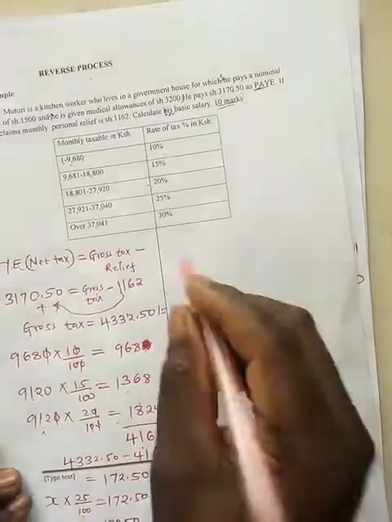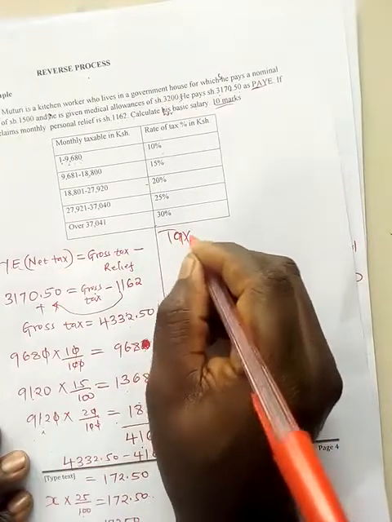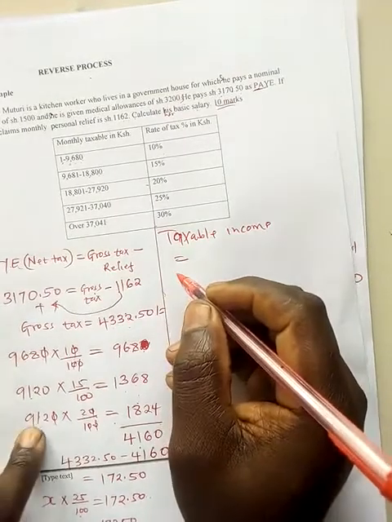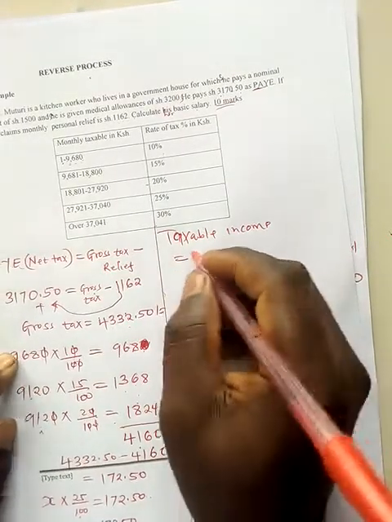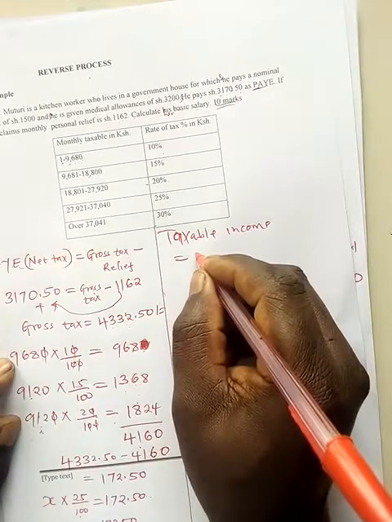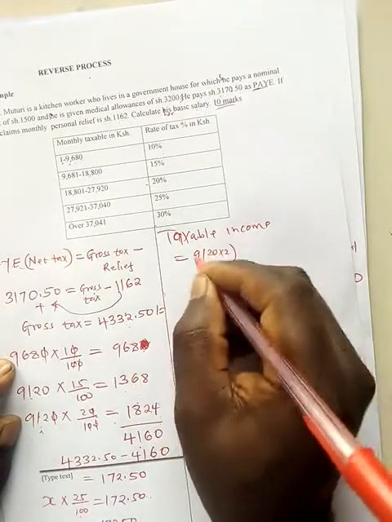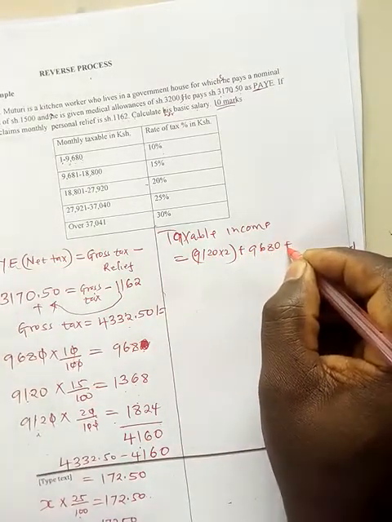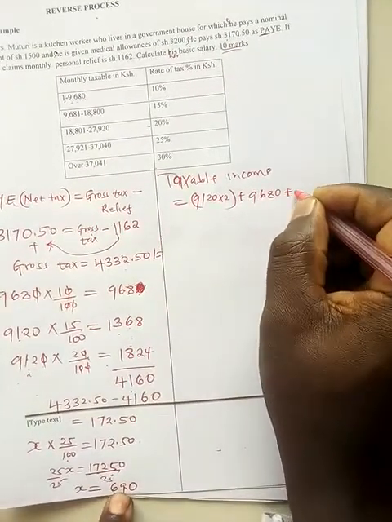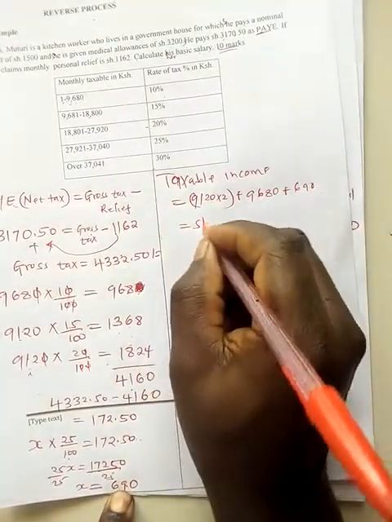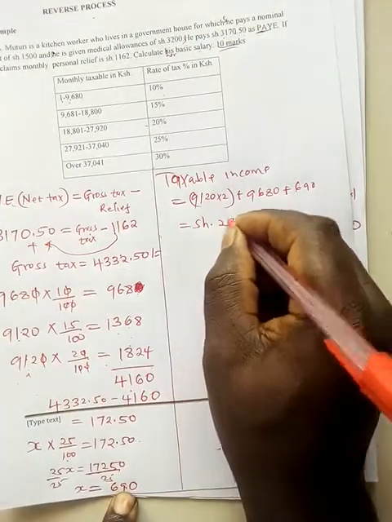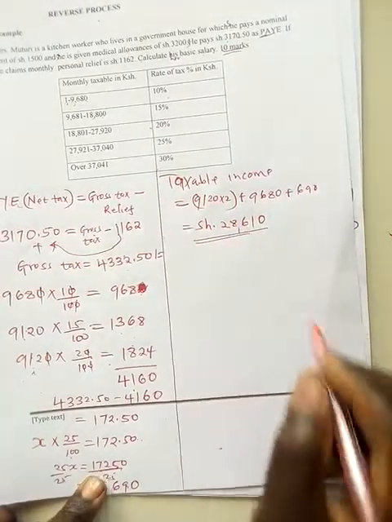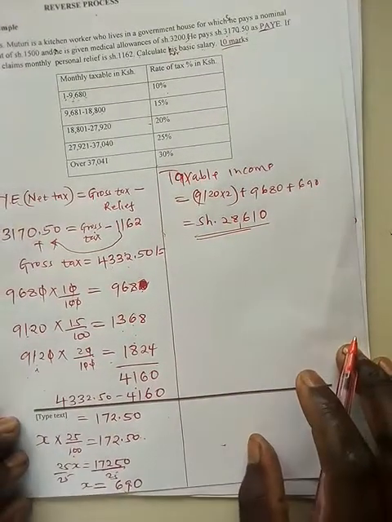Sawa? So 690. So our total taxable income itakuwa 690 plus the others. Haya, so total taxable income now equal to, ongeza hii, so use your calculator, 9120 times 2 plus 9680 plus this 690. This one will give us Kenya shillings 28,610. Na hii ndio ilikuwa taxable income. Sasa so far tumepata taxable income.